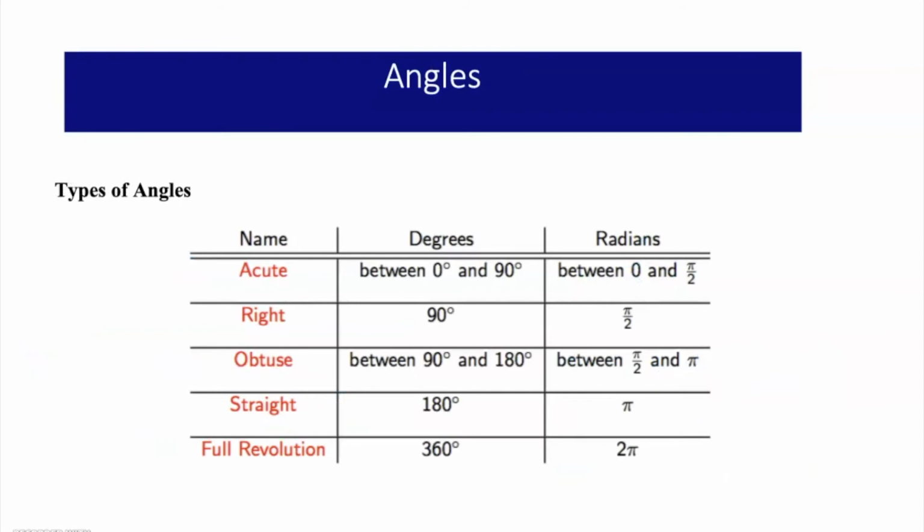A couple more concepts before we finish this video. First of all, let's recall the definitions of angles based on their size. Acute angles are angles between 0 and 90 degrees, or in radians between 0 and pi over 2. Pi over 2 is 90 degrees. A right angle is exactly 90 degrees, or pi over 2. An obtuse angle is between 90 and 180, or between pi over 2 and pi. A straight angle is 180 degrees, which is exactly pi, and a full revolution is exactly 360 degrees, which is 2 pi.